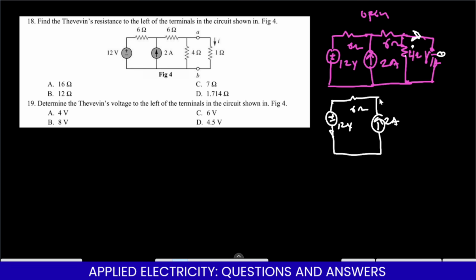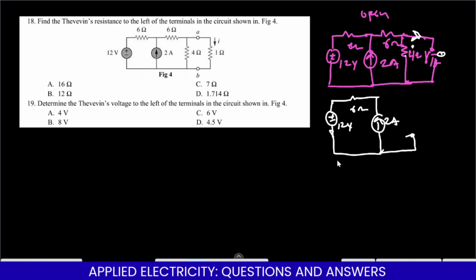And then finally we have resistance: 6 ohms and then 4 ohms. This 4 ohms and this 6 ohms are in series, don't forget. So we can add them together. Let me just do that straightforwardly.